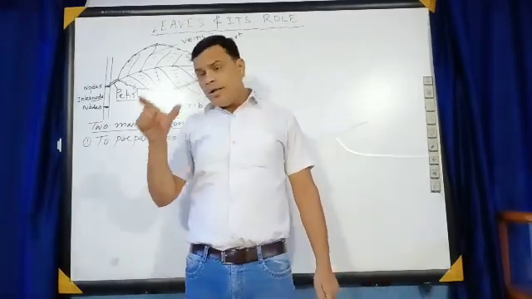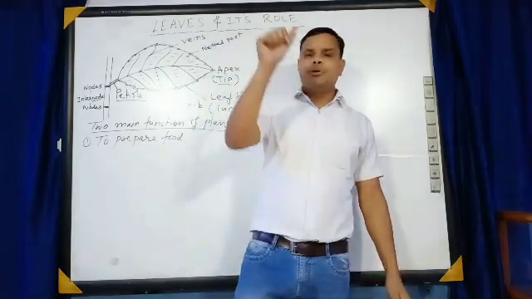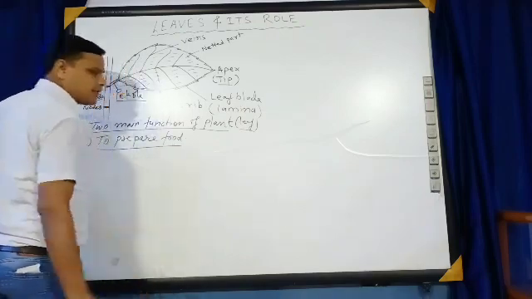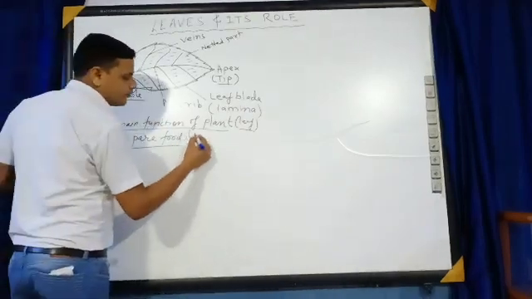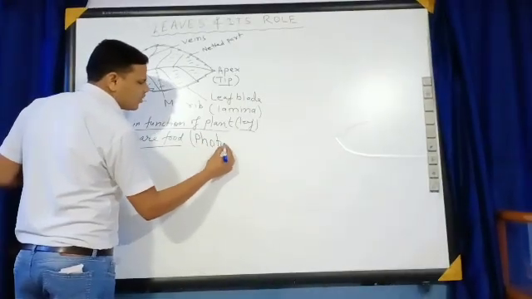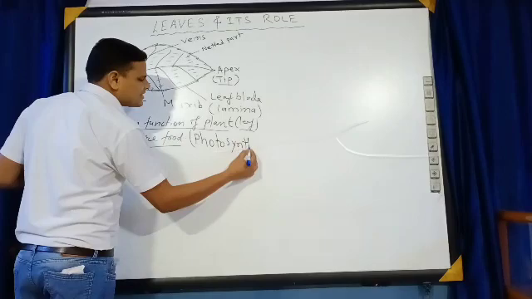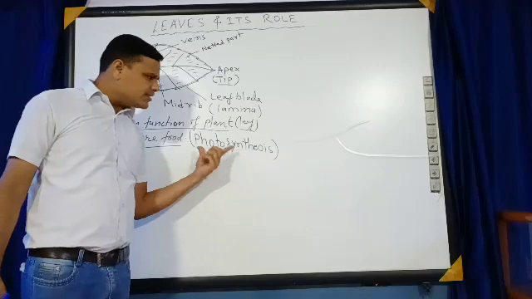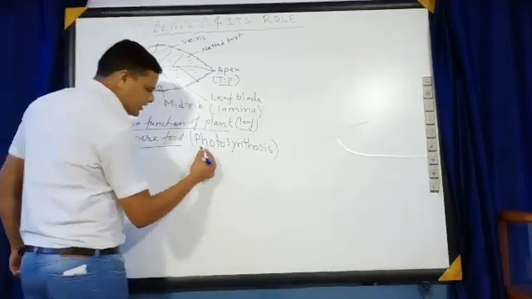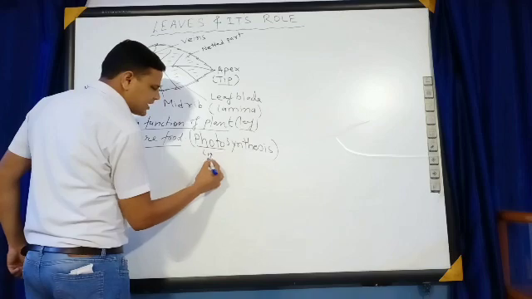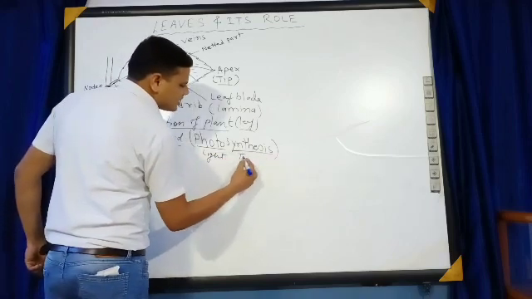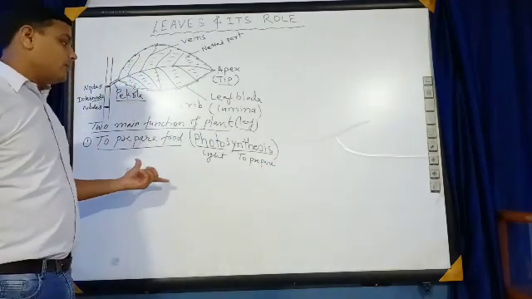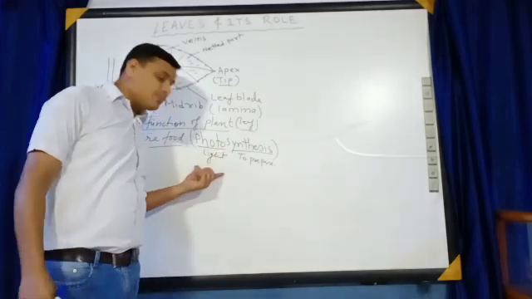Now how will the leaf help in the preparation of food? We know that the plant prepares food by the process of photosynthesis. Now what does the word photosynthesis mean? Photo means light and synthesis means to prepare, which means the plant can prepare food with the help of sunlight.